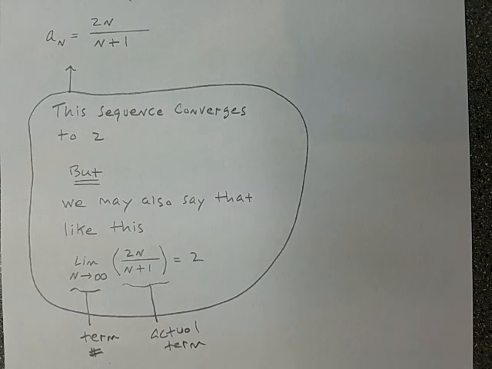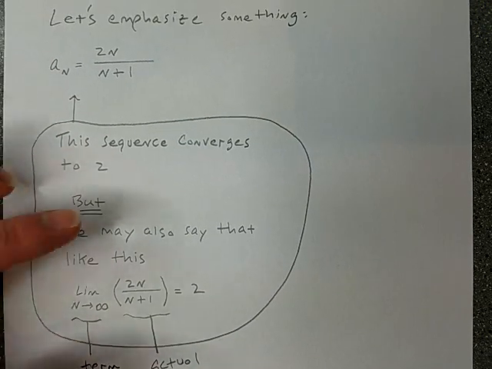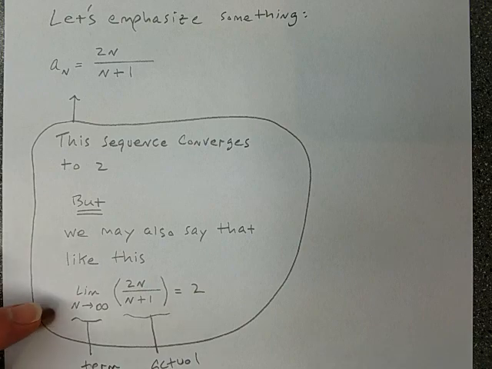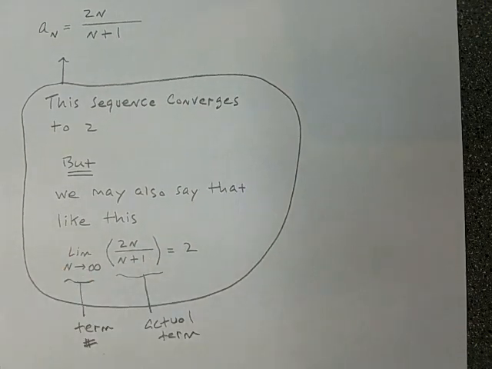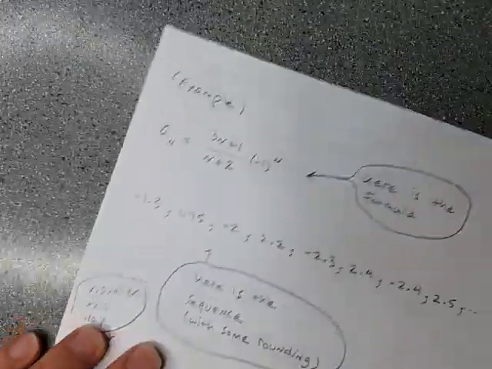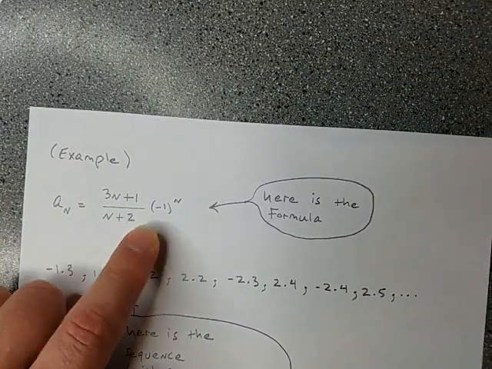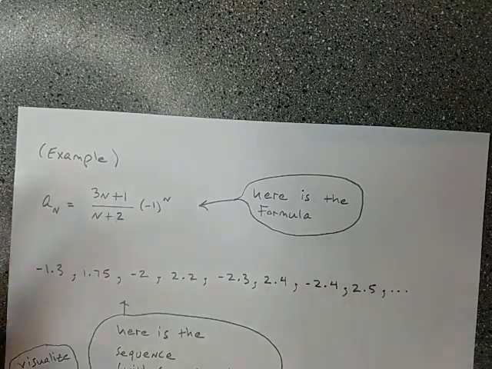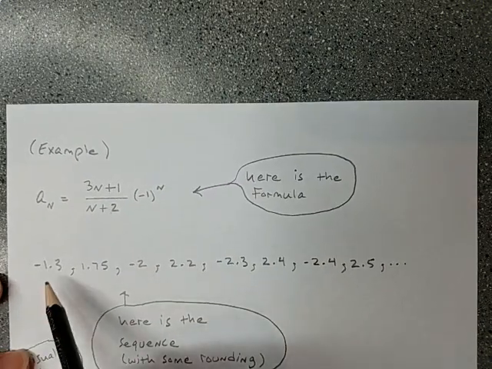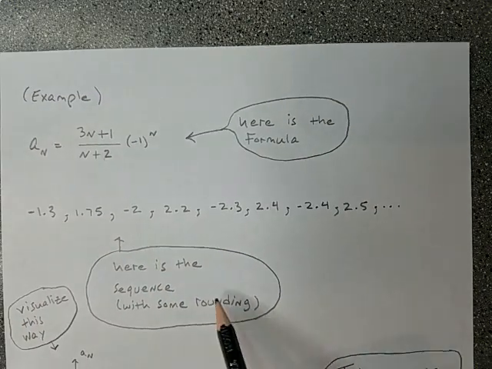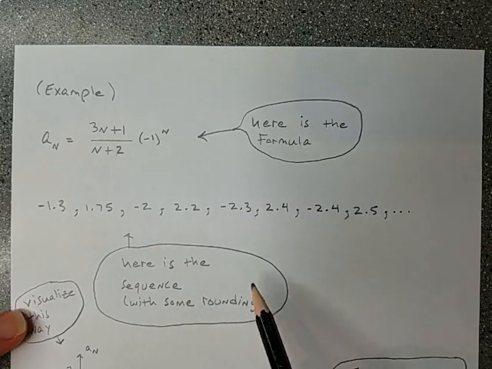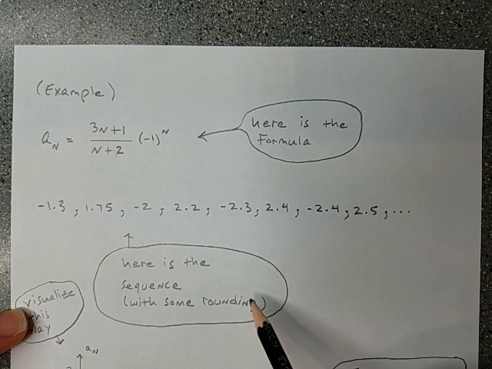All right, I think I probably said that in enough different ways, but we'll say it either way. We might say a sequence converges, or we might say that the limit as n goes to infinity is whatever number it is, okay? Now that's the concept and the notation. Let's look at another one. See this one right here, (3n+1)/(n+2) times (-1)^n. That's the formula. It's not too hard to calculate the terms. And here I calculated the terms. I did some rounding this time. And you see the decimals.